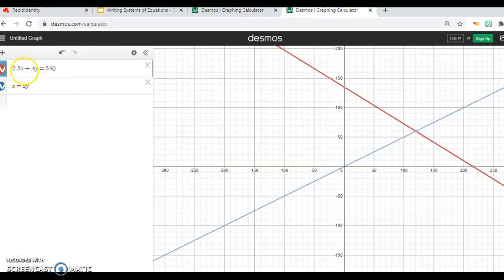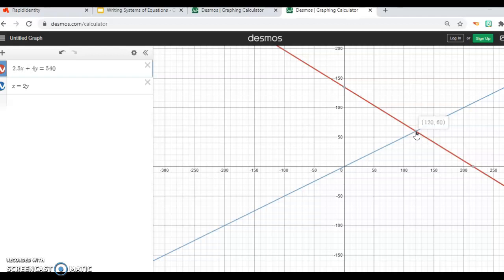You can see here 2.5x plus 4y equals 540. Remember, you have to change it to x and y. And then the x was equal to 2y. All right, and then when you plug that in, again, you can zoom in, and you see here where the graphs intersect at 120 and 60. So it looks like they sold 120 pretzels and 60 bags of popcorn.